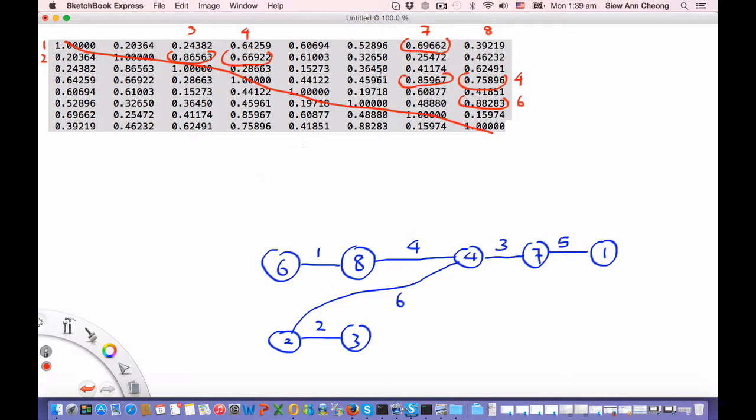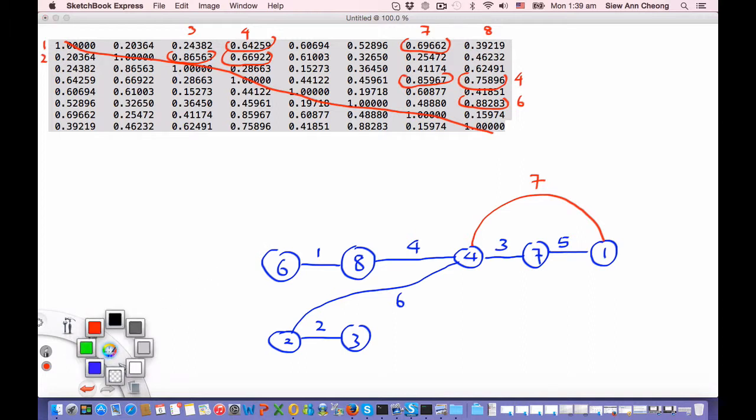Next, the next larger correlation will be 0.62. No, 0.64. So it's between 4 and 1. It's between 4 and 1. Earlier on we did not accept this, but now we can. We have to accept this because although it introduces a cycle, the graph is still planar. So this is number 7 of the PMFG links.